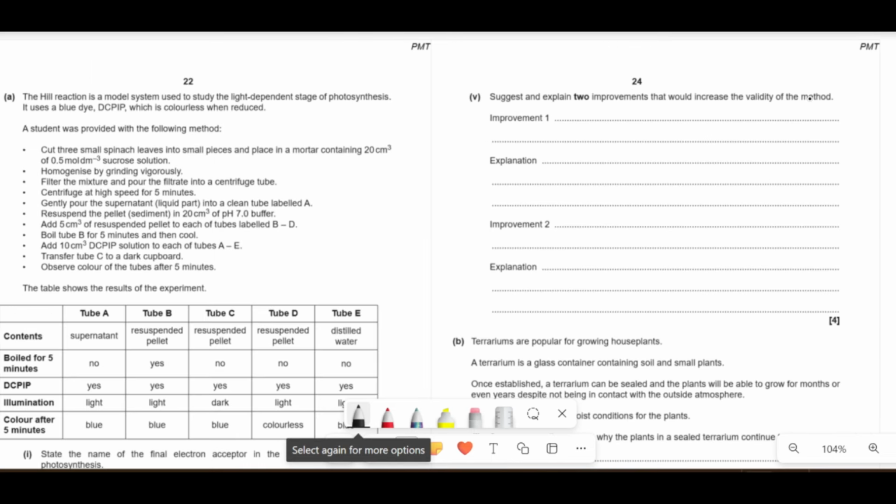Now it says, suggest and explain 2 improvements that increase the validity of this method. So validity means ways of making this so that anyone else can do this experiment again and get the same results. So you need to look through each and every single one of these steps and think, what could go wrong if I tried doing this?